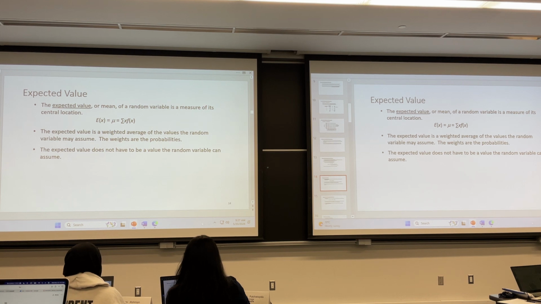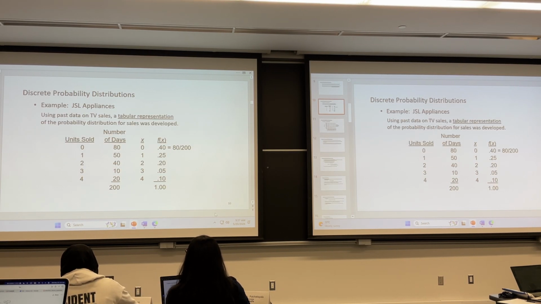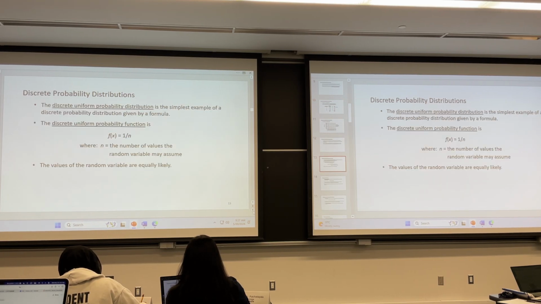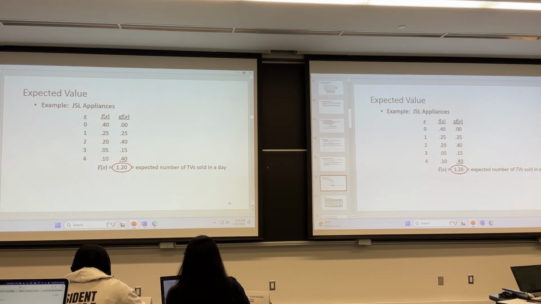How do you find expected value? As far as a discrete random variable is concerned, tell me, how do you find expected value over here? 0 times 0.40, 1 times 0.25, 2 times 0.2. We just did that in the other example. So that's how you find expected value. And same thing for variance; we just did that. So here is the calculation for expected value: 0 times 0.40, 1 times 0.25, and so on.